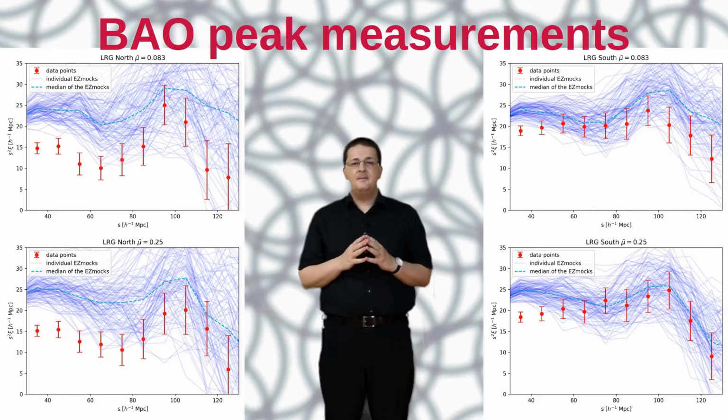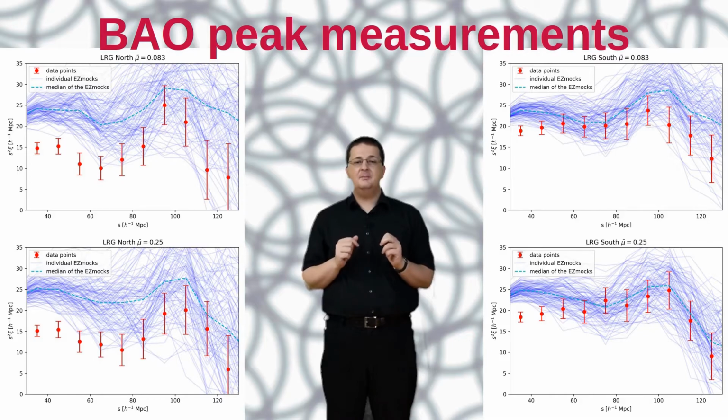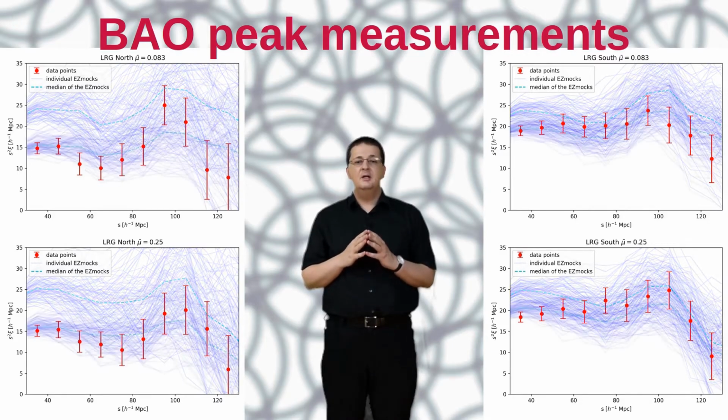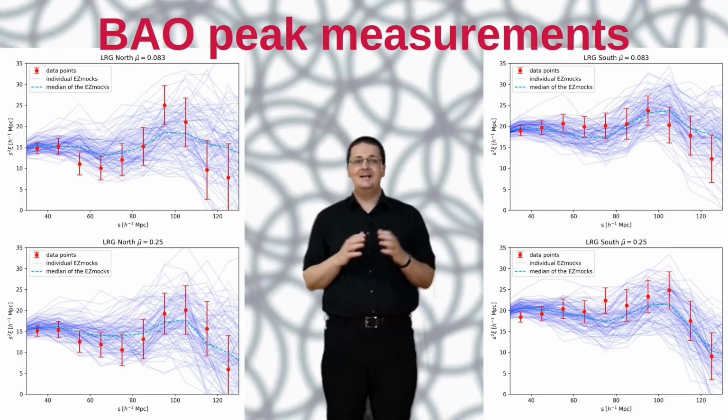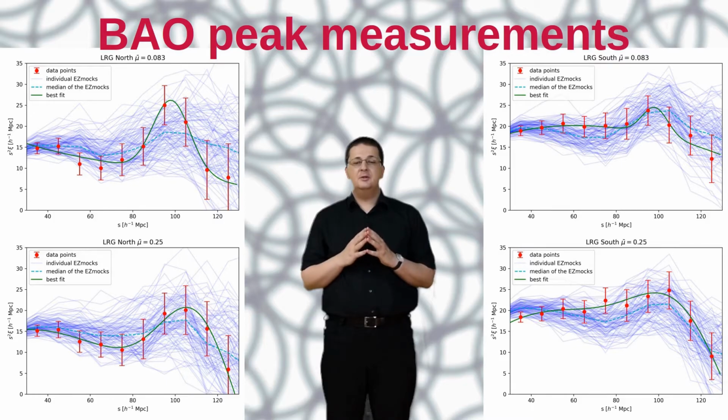Well, this is because the EZmocks were based on DR8 LRG target selection. The DR9 target selection has evolved considerably from it, mainly by relying more strongly on the Zou magnitudes. As a side effect of this, the galaxy bias shifted and also the mean quality of the photometric redshift changed slightly. However, we can easily adjust these EZmocks for the effects by multiplying their correlation function with a constant factor. Now everything matches fine, and we can fit the BAO feature to the data.